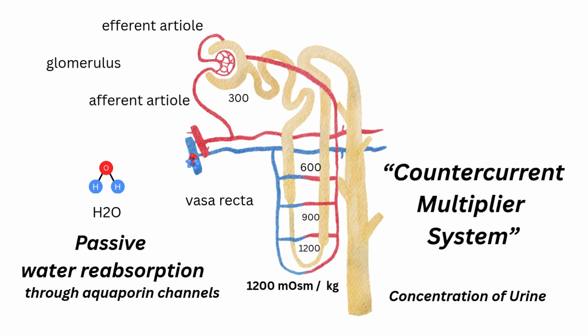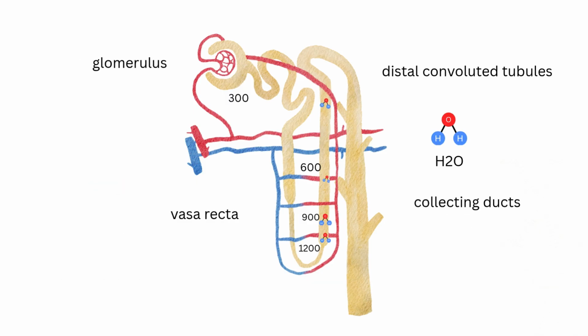See the osmotic gradient go from 300 milliosmoles per kilogram to 1200 at the loop. This system is known as the countercurrent multiplier system.